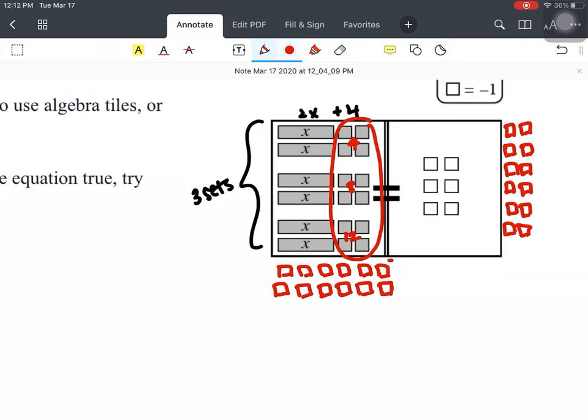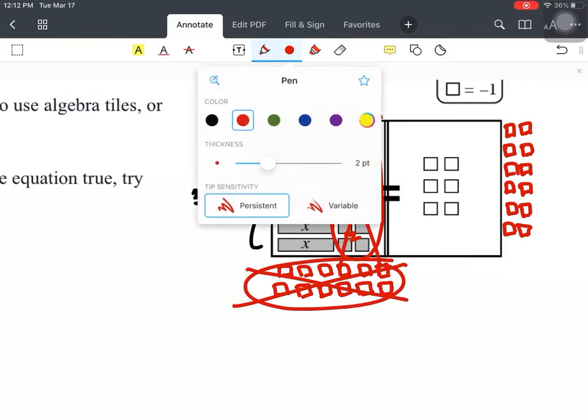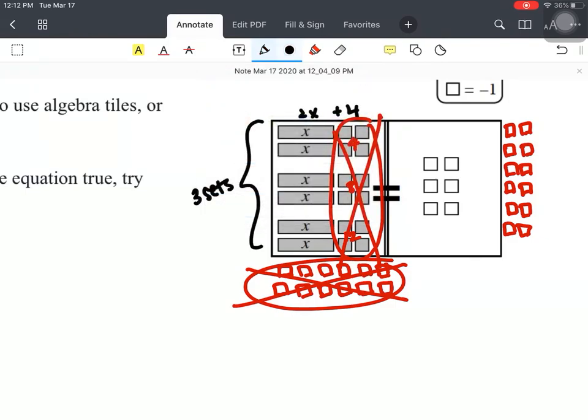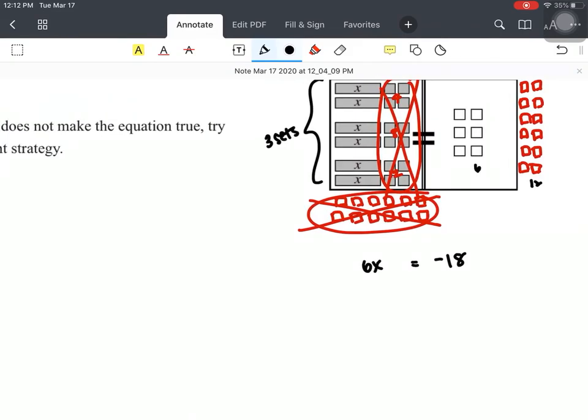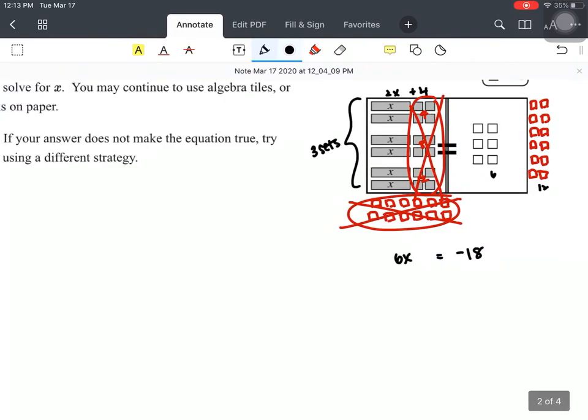So on the left-hand side, my 12 positives and my 12 negatives make 0 pairs. And what I'm left with is 6 x's, 1, 2, 3, 4, 5, 6 x's. And that equals, on this side, I've got 12 here and there's 6 more, so this is negative 18. They're negatives. Remember that?